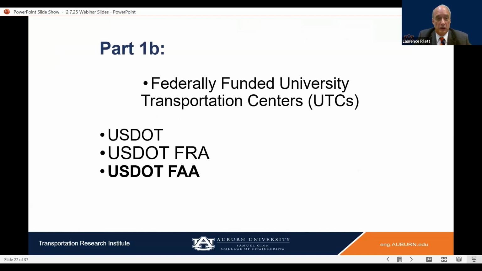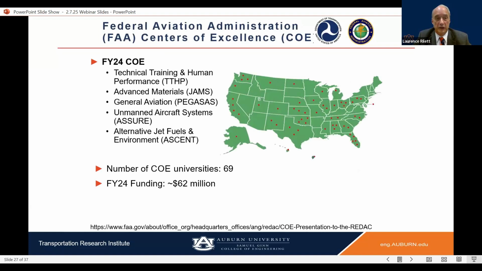The last one I want to talk about is USDOT FAA, and I only have one slide for that. Essentially, they have 5 different centers: technical training and human performance, advanced materials. They are all consortium. So each one of those, General Aviation, has a number of universities associated with it. I pulled this slide from their website. It shows where all the different universities are. There's 69 of them involved with the FAA Centers of Excellence. Total funding in 24 was about $62 million. So again, another large program.